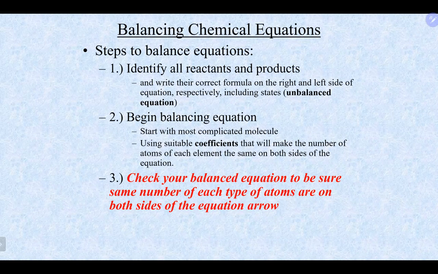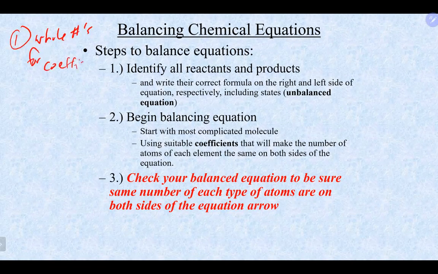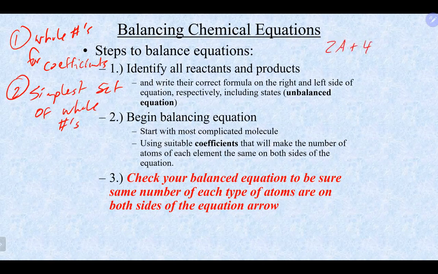And there's really two important rules to make sure that you have a correctly balanced equation. The first one is they all need to be whole numbers. So whole numbers for the coefficients. And they need to be the simplest set of whole numbers. So what do I mean by that? Let's just say you balanced an equation and it was like 2A plus 4B gives you 6C. And we just say, okay, this is balanced.